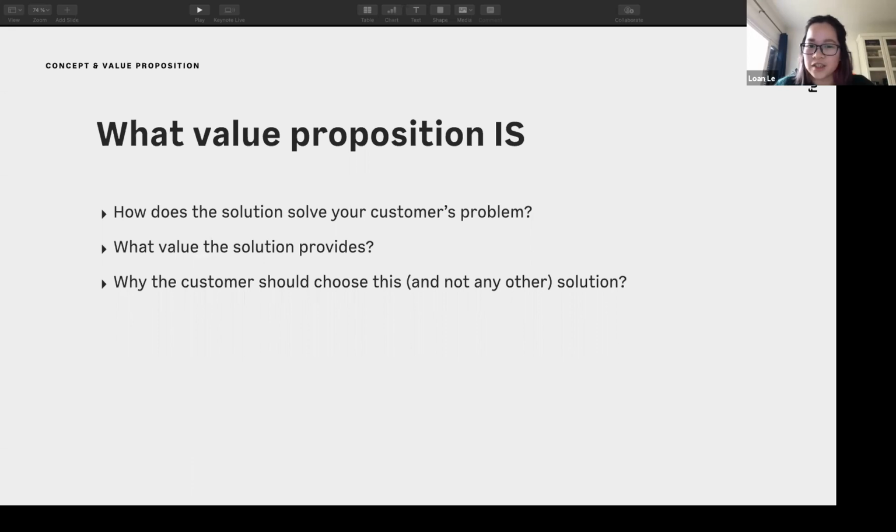What the value proposition is that it helps your audience or your target customer understand how your solution solves their problem, what value it brings to them, and why the customer should choose yours instead of your competitor.